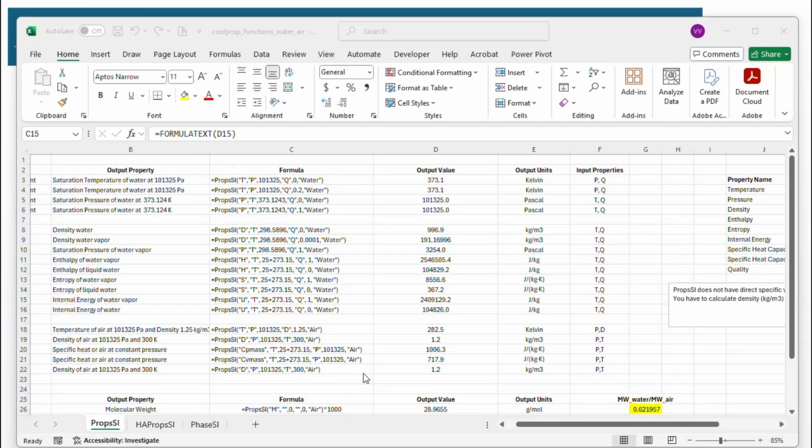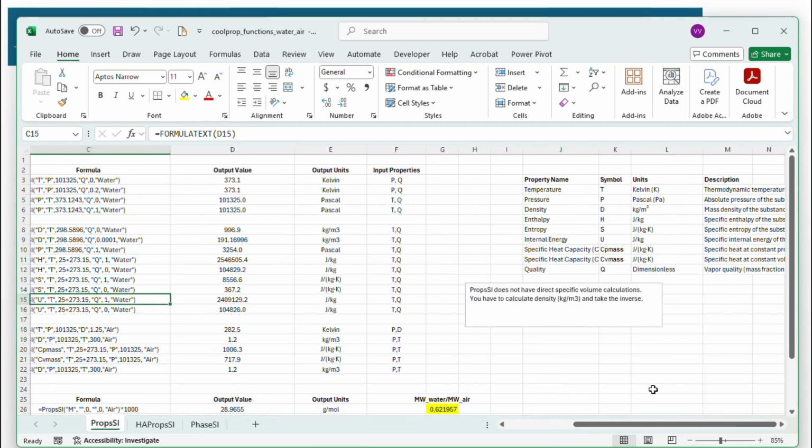Now, one thing to note here is not all properties can be calculated directly. For example, there's no way to calculate the specific volume directly using a formula. Instead, you'll have to calculate the density, D here, and then take the inverse to calculate the specific volume. So specific volume is basically the inverse of density.